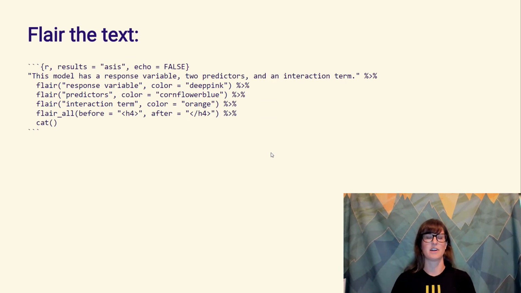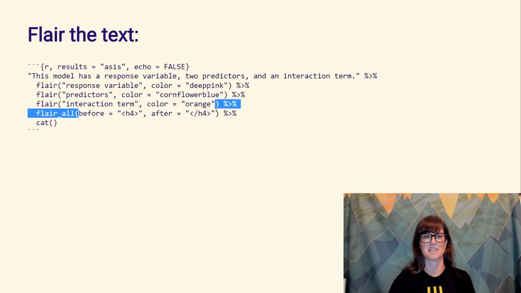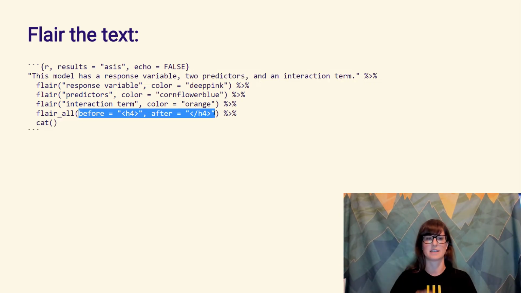So here's our flaring, and we can actually flare plain old text. You actually don't have to send code to flare. You can use it if you want to for HTML wrapping on text elements. So here's my description. The model has a response variable, two predictors, and an interaction term, and I'm going to flare those all in different colors, pink, blue, and orange. I've also added here some special HTML tags to make the text appear nicely.